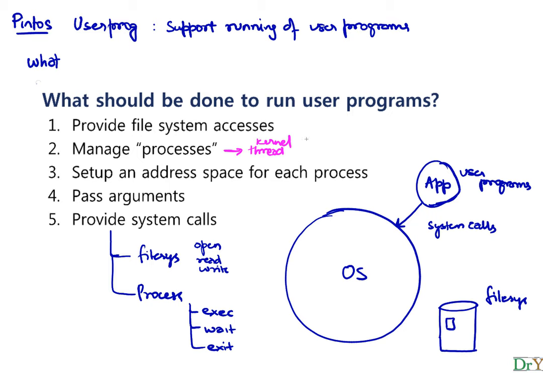These require that we should be able to execute a process, wait for a child process, and terminate a process through exit. These are handled inside the operating system, and these are calls made from above. We also need to set up an address space for each process. We'll talk about these two in just a second.